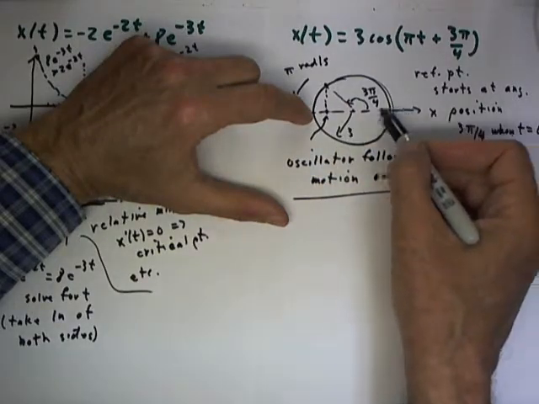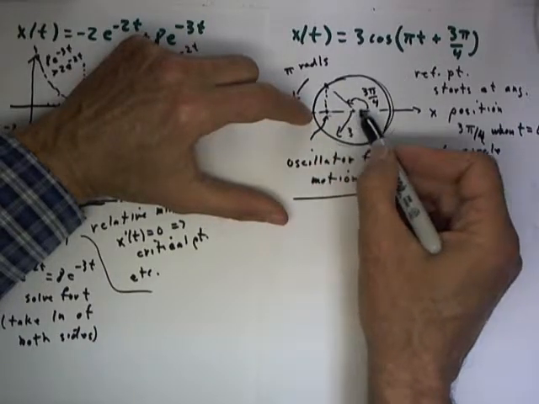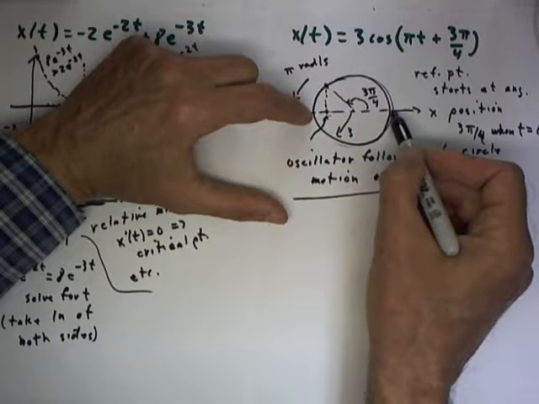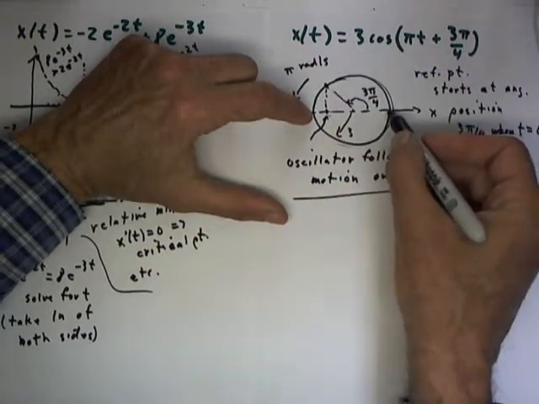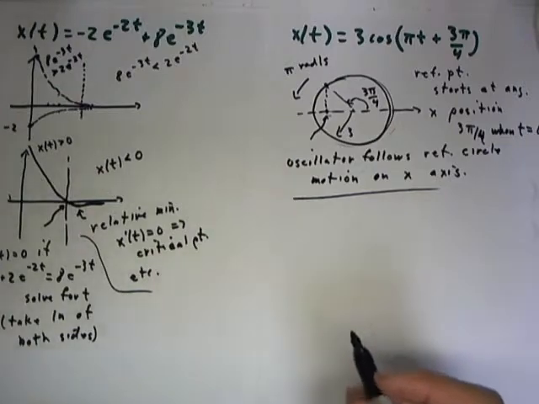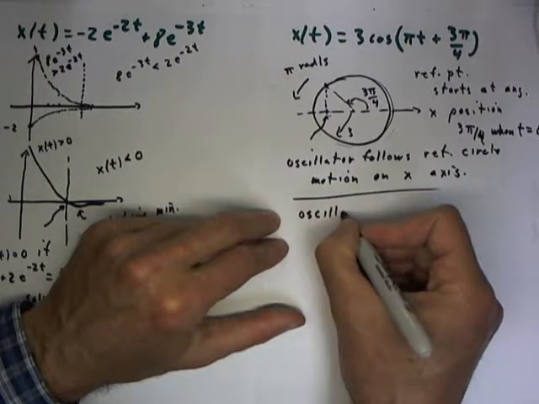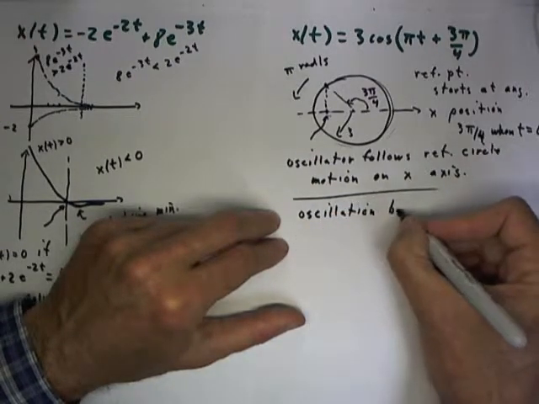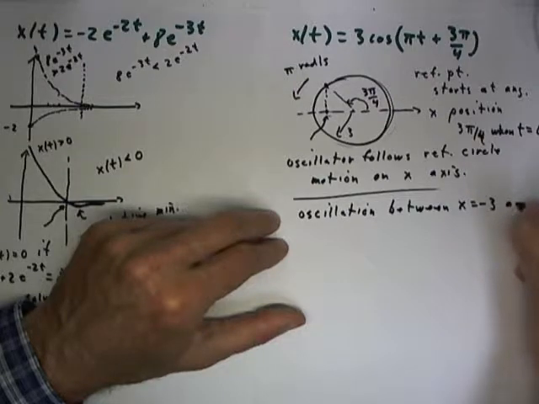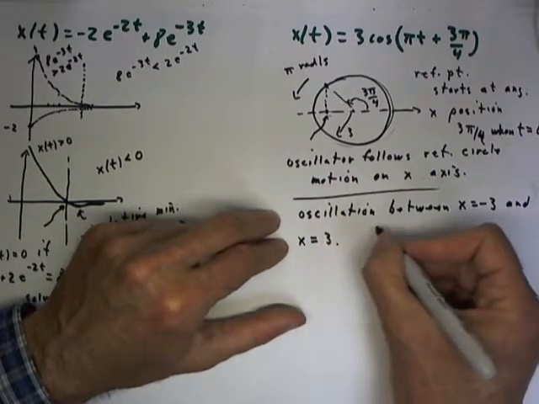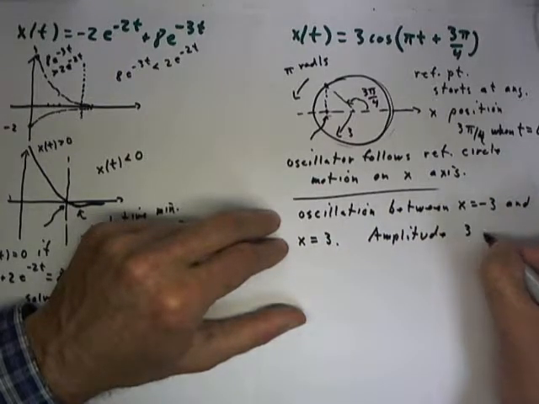Then as the point moves through the third and fourth quadrant, the oscillator will turn around and move in the positive x direction, eventually reaching this point before turning around as the oscillator then moves upward and to the left and back and forth, so that the oscillation is between x equals -3 and x equals 3. The amplitude is 3.